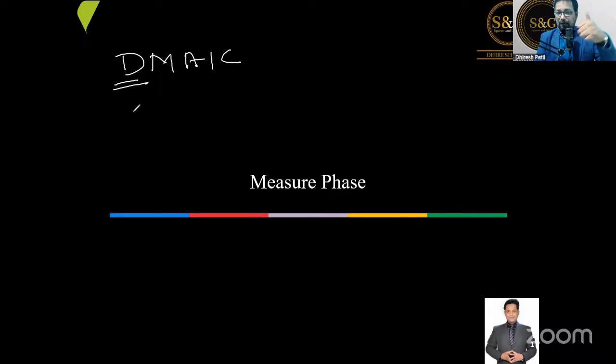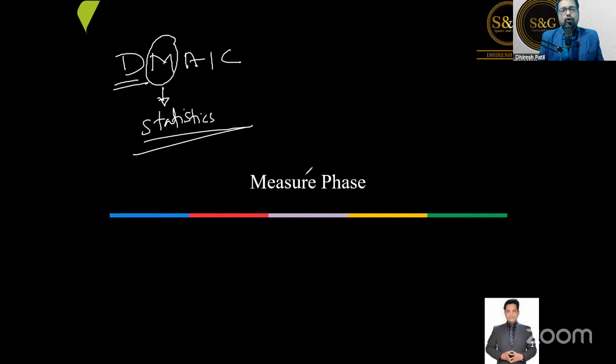So we define the problem, make a team, and make a complete plan of, let's say, 3 months on an average. Every Lean Six Sigma project runs for 3 months on average. Then you start working on that. After that, the second phase comes. It is called the Measure phase, where statistics and data come into the picture.